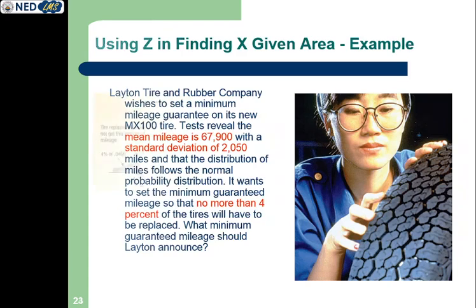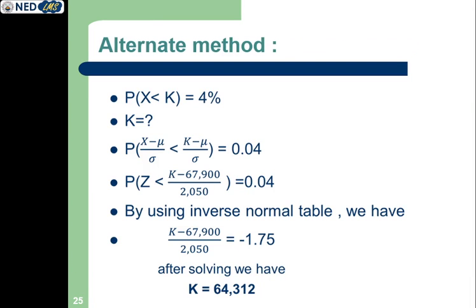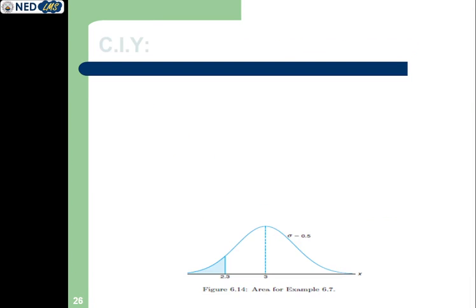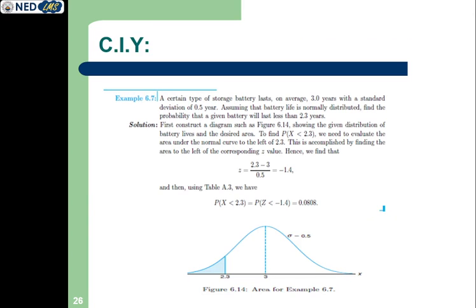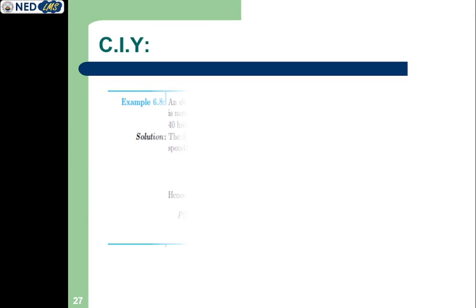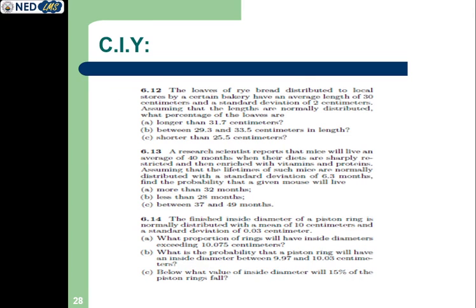Now these are the working examples in which we find another alternate method. Complete it yourself. See example 6.7 of the Walpole and Myers book, also 6.8 of the Walpole and Myers book, and solve all these exercise problems.